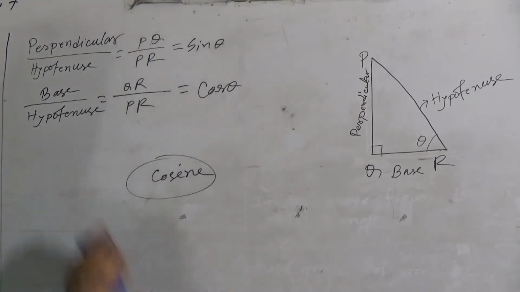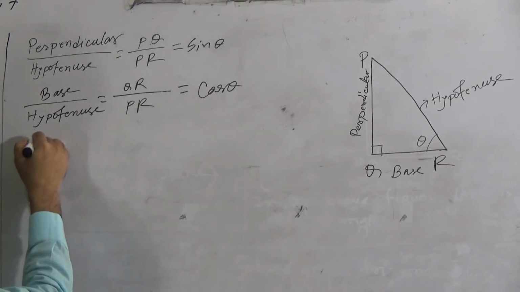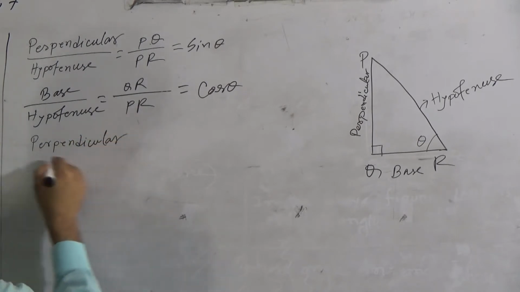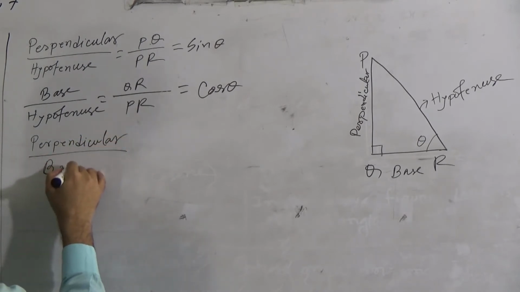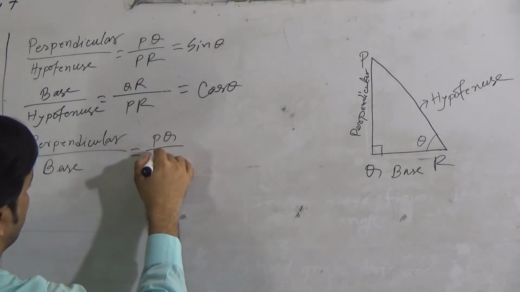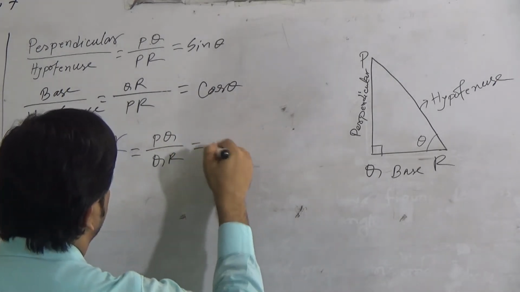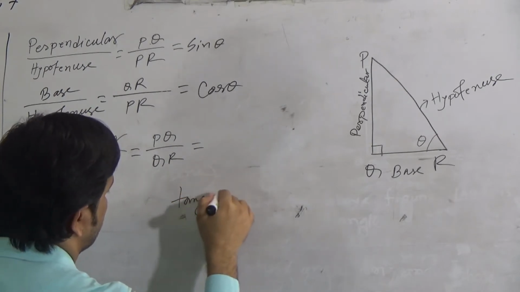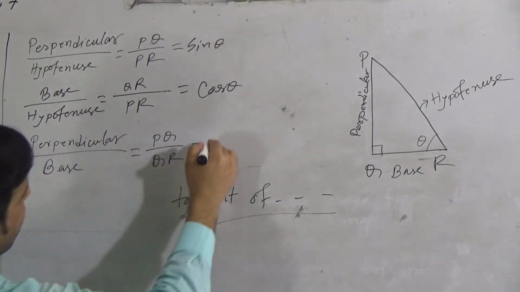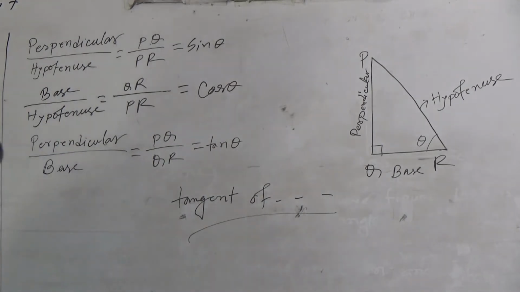Then we will go to the next ratio of perpendicular and base. So we can write here perpendicular and base. That is, perpendicular is PQ and base is QR. So that is known as tangent of angle theta. In short, we can write tan theta. Here theta is an acute angle.